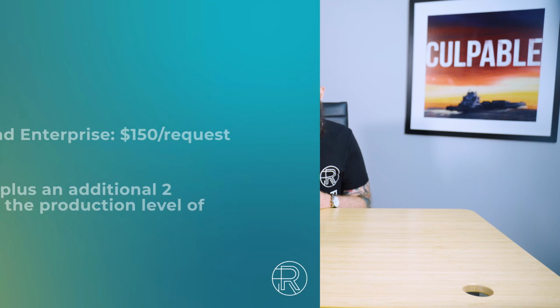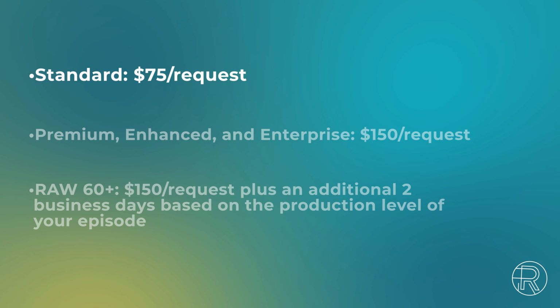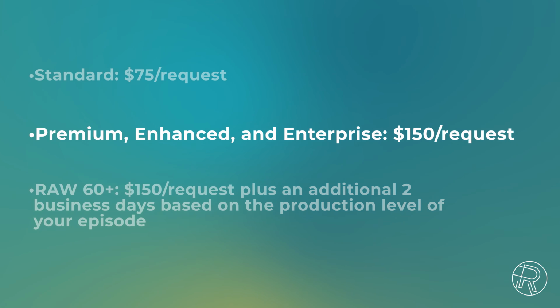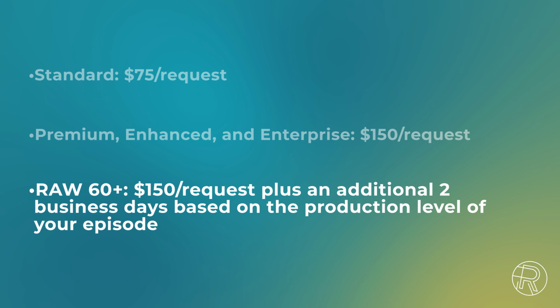So rush fees for audio production are as follows. For a standard episode, it'll be $75 for each request. For premium, enhanced, and enterprise services, it'll be $150 per request. Episodes with raw audio over 60 minutes will be $150 per request, plus we're going to ask for an additional 2 business days based on the production level of your episode.